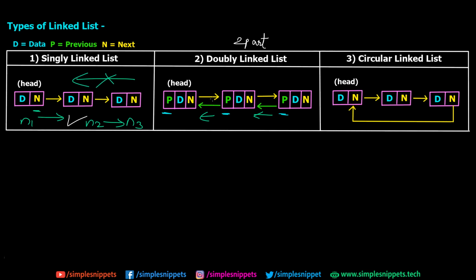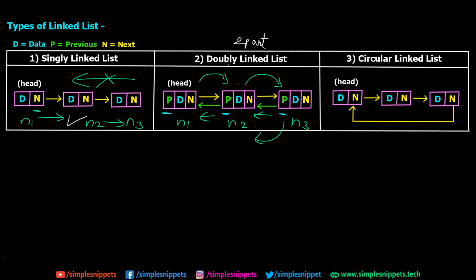However, here it is possible because there is one extra data member which is a pointer known as the previous pointer. So if this is n1, n2 and n3, you can go in this direction, that is n1 to n2 and n2 to n3, but you can also come back using the previous pointer, right? This previous pointer is going to point to the previous node. So this is the major difference between singly linked list and doubly linked list.